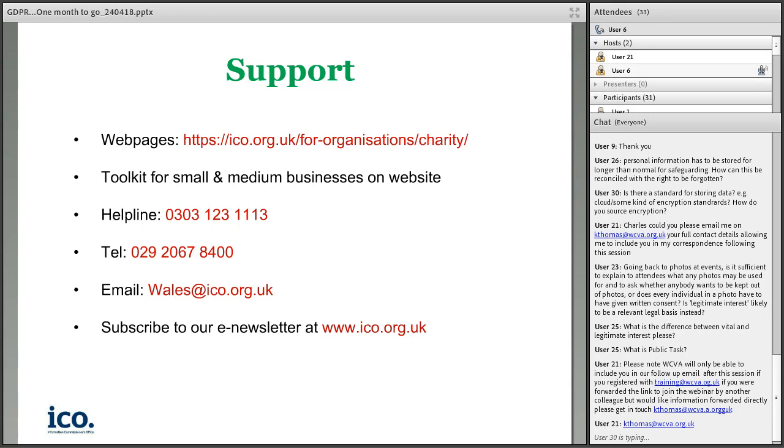The next question about what a public task is, it's probably worth reading the guidance on our website in terms of what types of organisations will be able to rely on a public task. But this is the kind of condition where a lot of public sector organisations will rely on. So the ICO, for example, a lot of our regulatory functions would be captured by that public task. But have a look at our guidance, and it does flesh out the areas where that public task condition can be relied on.